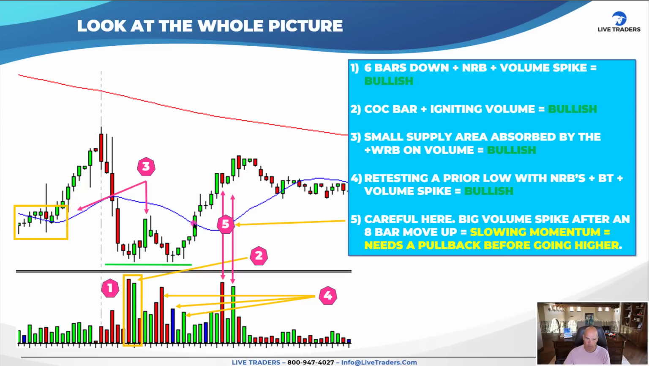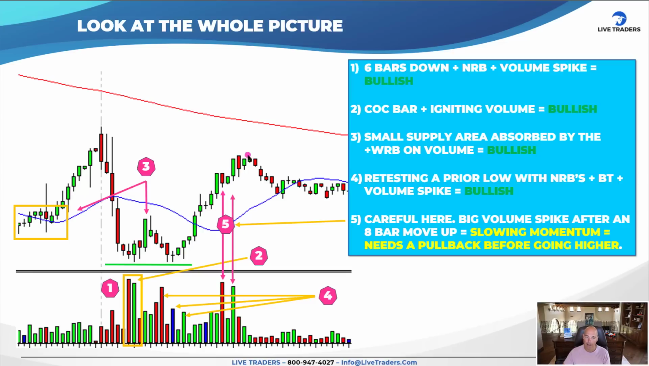You're up 1, 2, 3, 4, 5, 6, 7, 8 bars in a row. Careful here. Big volume spike after an 8-bar move up equals slowing momentum. Equals needs a pullback before going higher. Take a look. You're far from the moving average now. Sellers are creeping in for the first time, and they're doing so on volume. Be careful here. The momentum is slowing down.